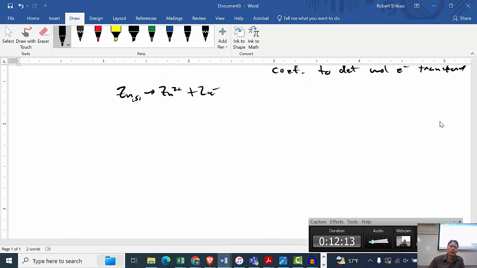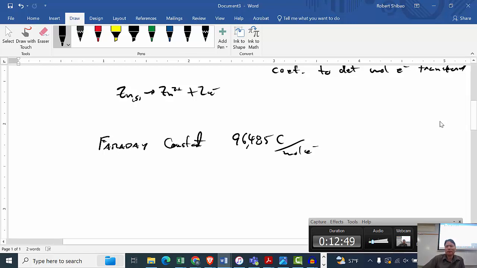When we do electrochemical stoichiometry, we need a couple of other things. We need the Faraday constant. And what was the Faraday constant? The Faraday constant was the ratio between what and what? It's the ratio between coulombs, 96,485 coulombs per mole of electrons. A mole of electrons would be an Avogadro's number's worth of electrons.